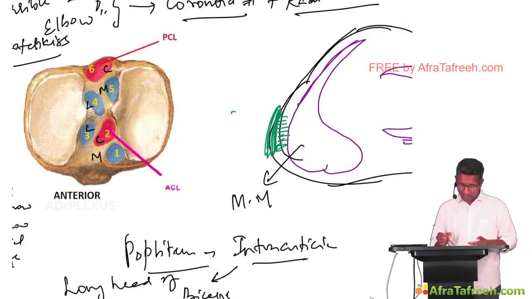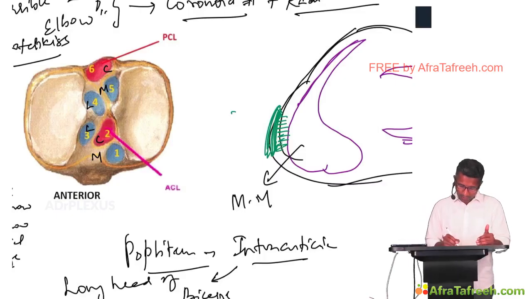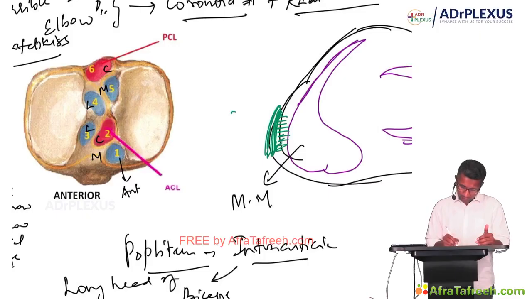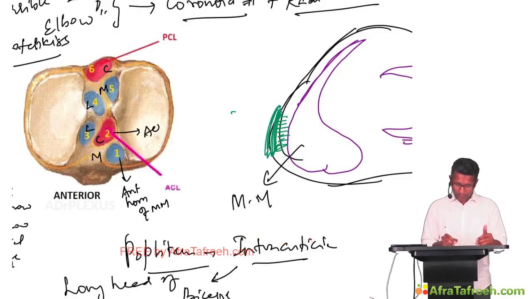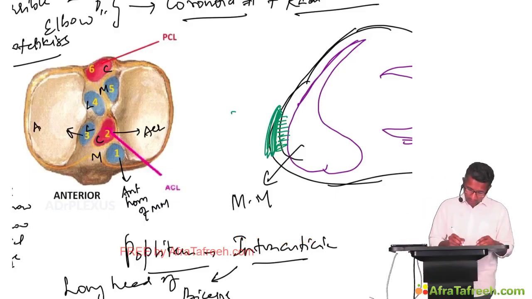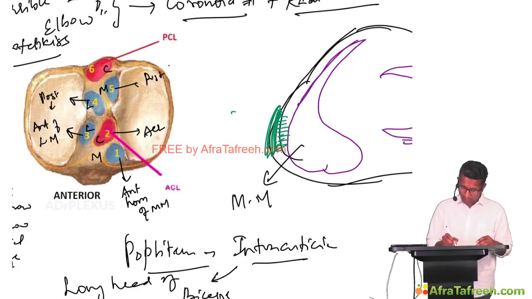So this is how we remember the attachments on the proximal tibia. The first M stands for the medial meniscus. So this is the anterior horn of medial meniscus. Next comes the cruciate ligament. This is the ACL, which is attached to the anterior part of the tibia. Next comes the anterior horn of lateral meniscus. Next comes the posterior horn of lateral meniscus. Next comes the posterior horn of medial meniscus. And the last one is the PCL here.